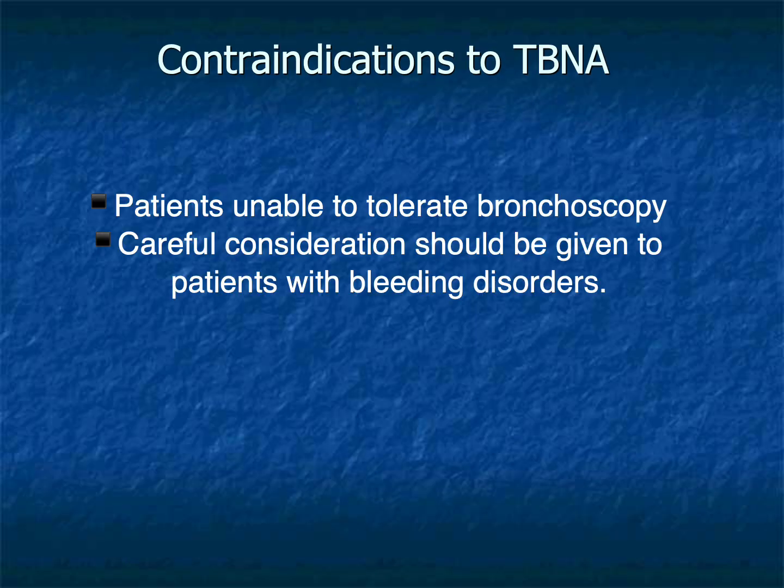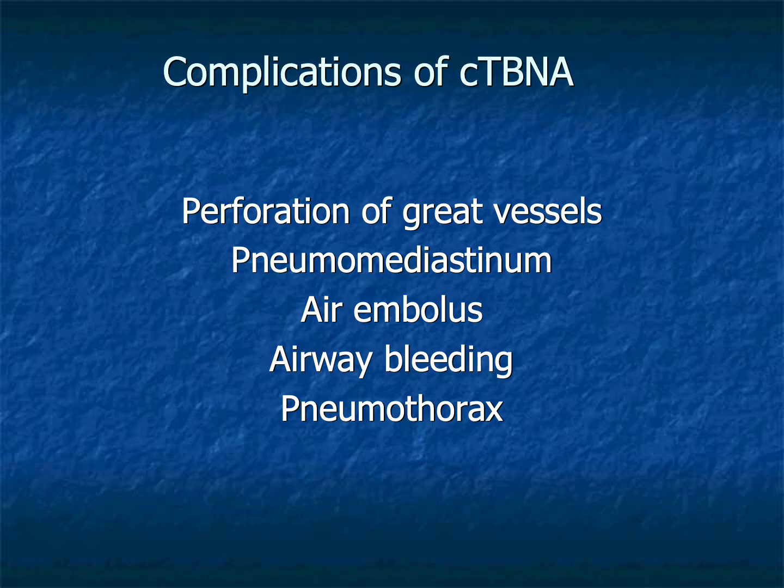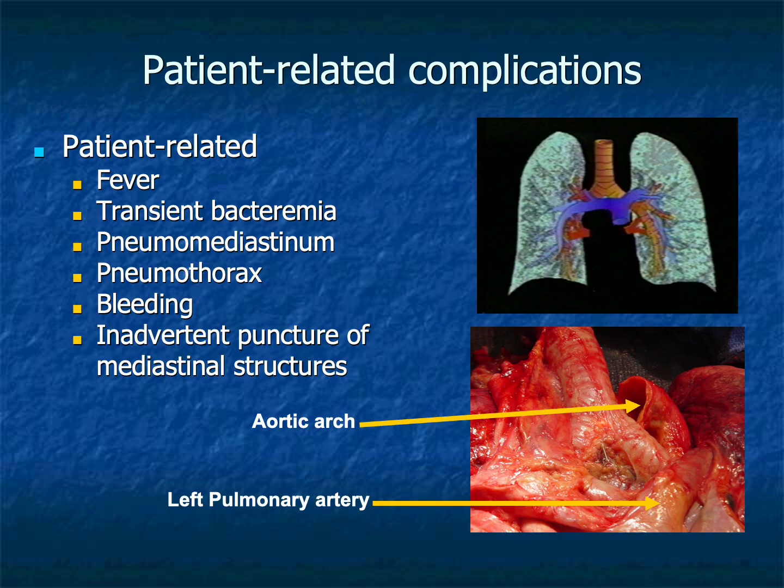There are relatively few absolute contraindications to conventional TBNA. Patients who cannot safely tolerate bronchoscopy, or those with significant uncorrected bleeding disorders, require careful consideration before proceeding. Fortunately, serious complications remain uncommon. Potential complications include bleeding, pneumothorax, pneumomediastinum, inadvertent puncture of mediastinal structures, and in extremely rare circumstances, injury to major blood vessels or air embolism.